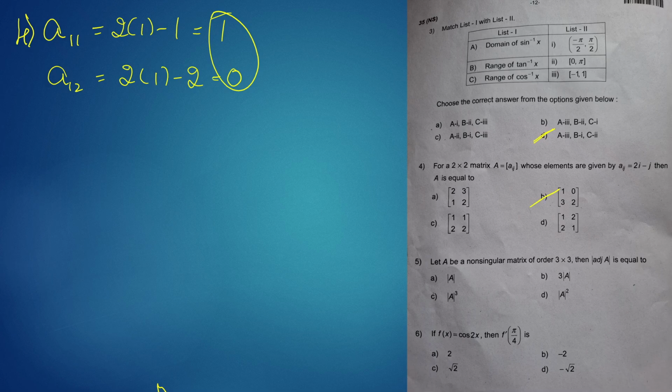The fifth one, which directly depends on the formula, that is determinant of adjoint of A is equal to determinant of A whole power n minus 1, therefore the answer is determinant of A whole square.